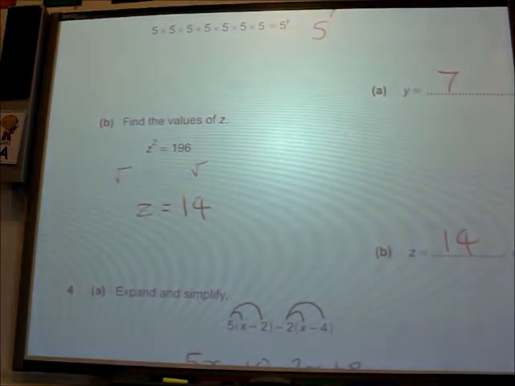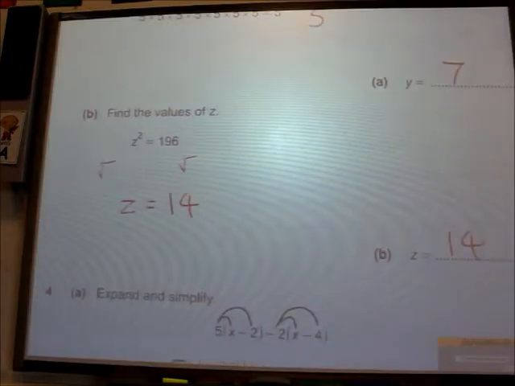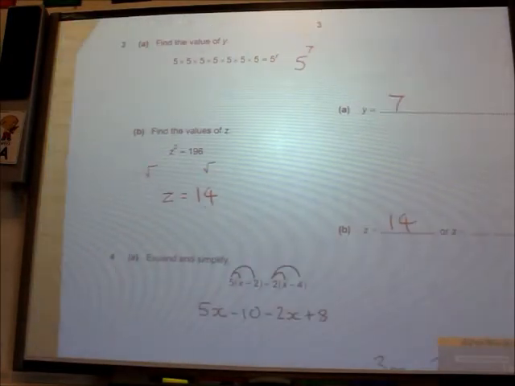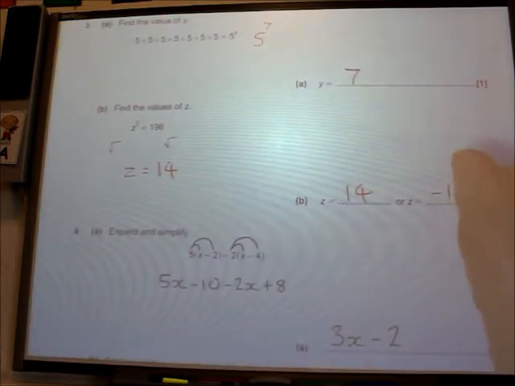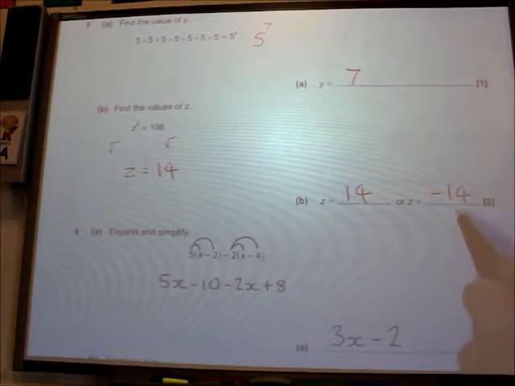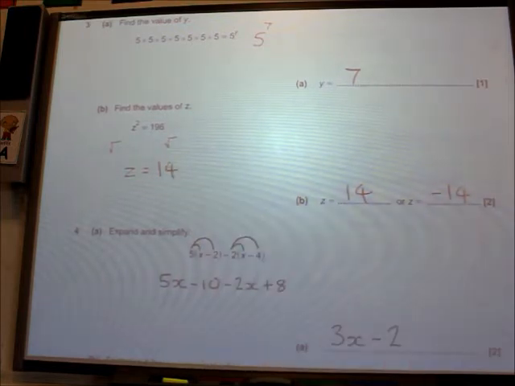Be a little bit careful here. There's 2 marks for it. It says 14 or what? You need to be aware that the square root of any number can either be positive or it can be negative, because obviously minus 14 times minus 14, a negative times a negative, will be a positive 196.